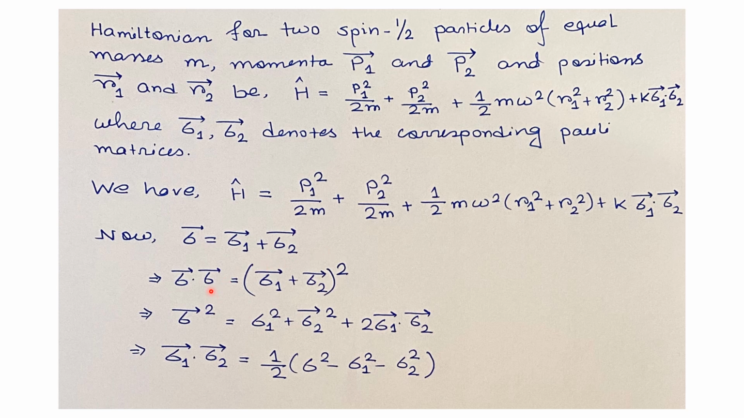So, we will take the dot product on both sides with σ. So, we get σ dot σ = (σ1 + σ2)². So, σ² = σ1² + σ2² + 2 σ1 vector dot σ2 vector. So, from here we get σ1 vector dot σ2 vector = half of (σ² − σ1² − σ2²).